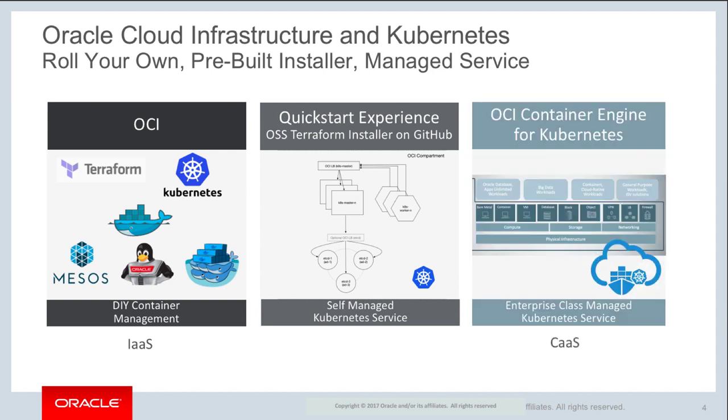The last is what we can call container as a service. This is where our managed Kubernetes service comes into play. We call it OCI Container Engine for Kubernetes. It's a managed service which allows you to create a Kubernetes cluster within a few minutes. And from there onwards, the master components are managed by the service itself. And you are only responsible for your own worker or compute nodes, basically your data plane.